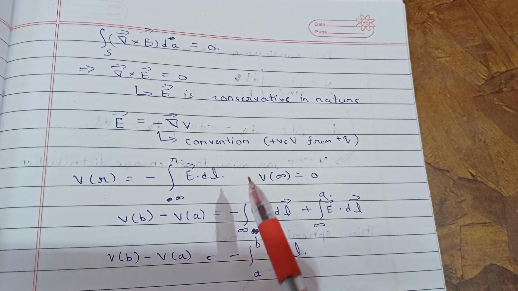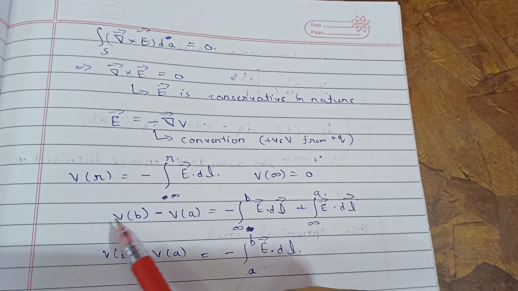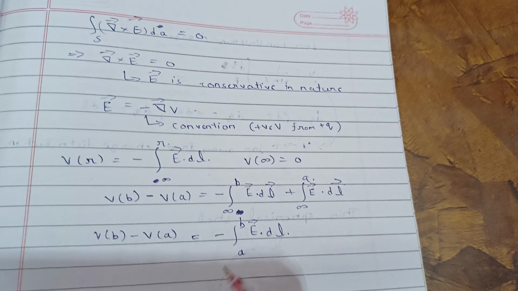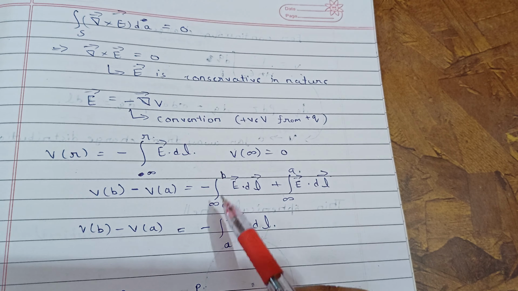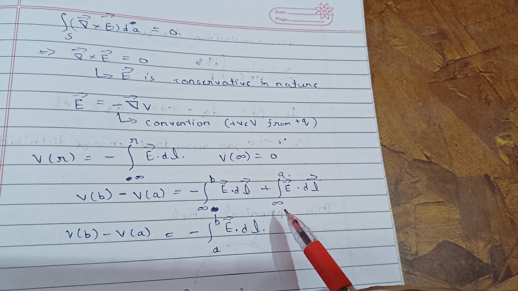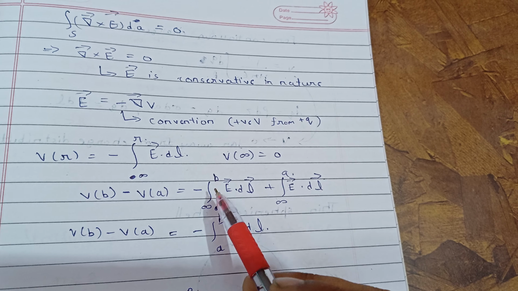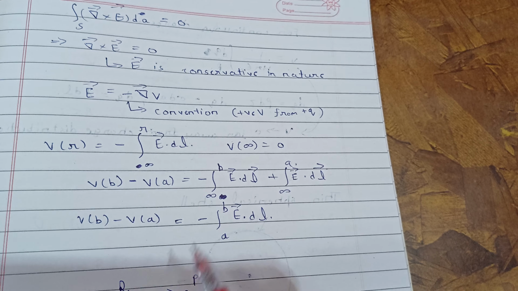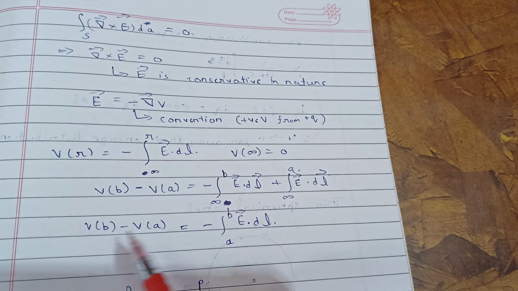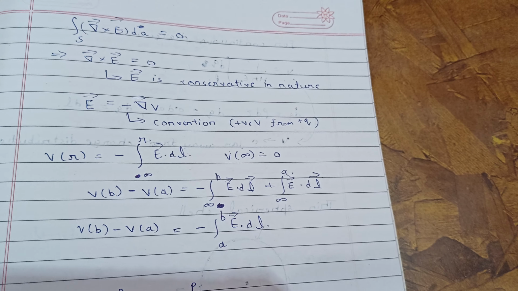If you need to find VB minus VA, how can you do that? VB is the integral from infinity to B and VA is the integral from infinity to A. Now take the minus common. It will give you the integral from infinity to B plus, with a minus, you can reverse the limit, it will be A to infinity. So you can write A to infinity and infinity to B as A to B of E dot dl. That's how you get this expression. This is the general result for potential between A and B. If you are going from A to B, then you can write the potential in this form.